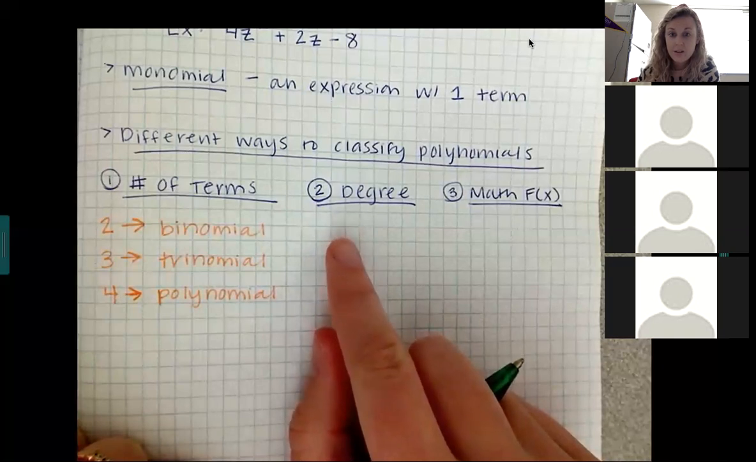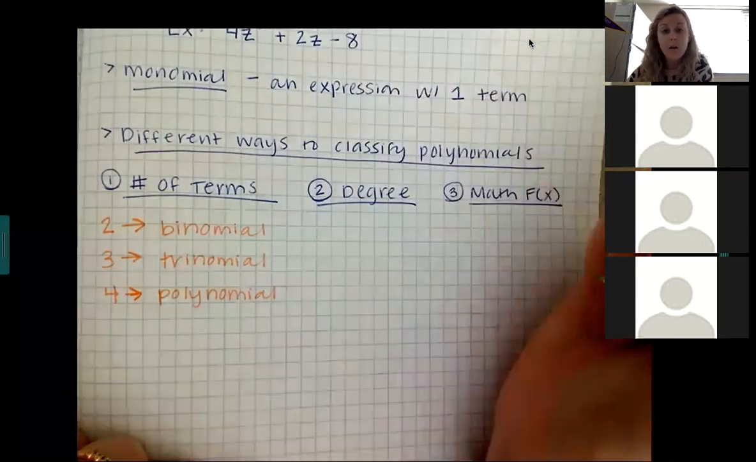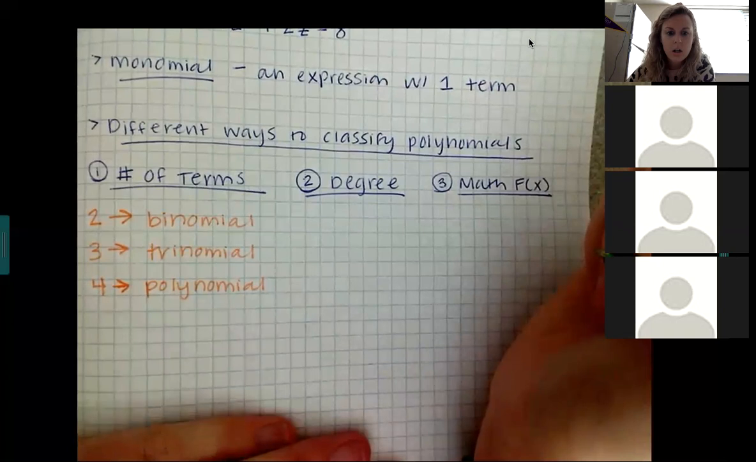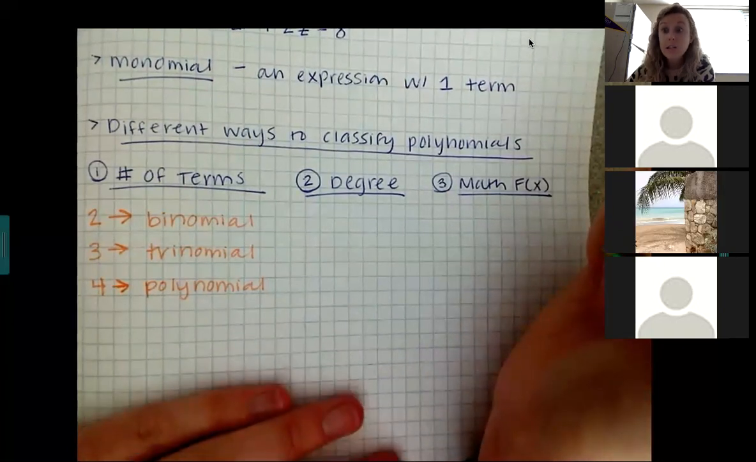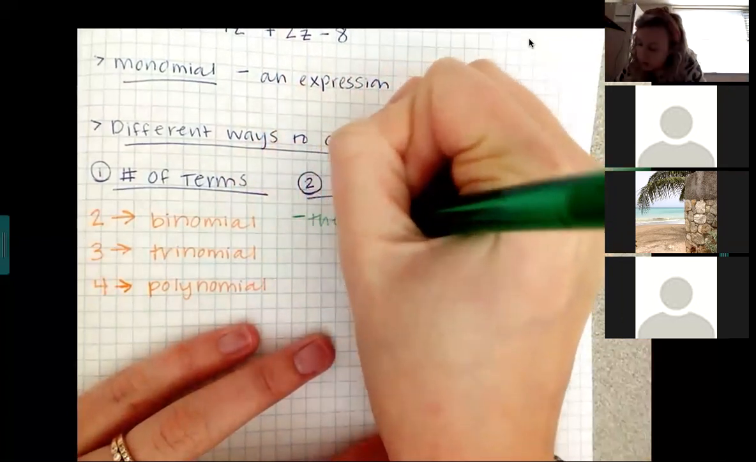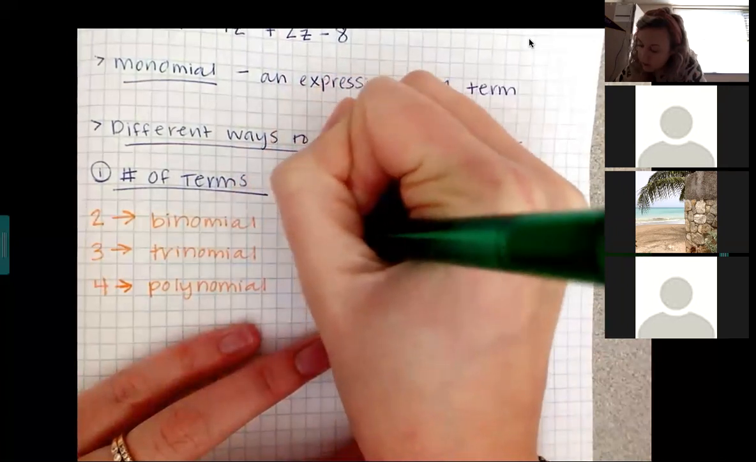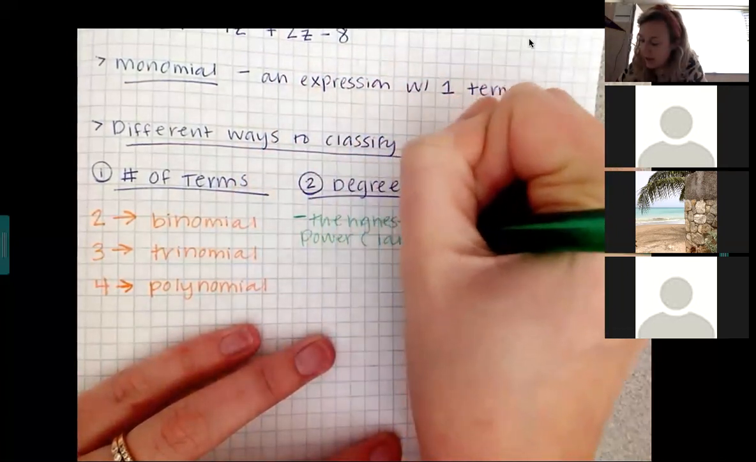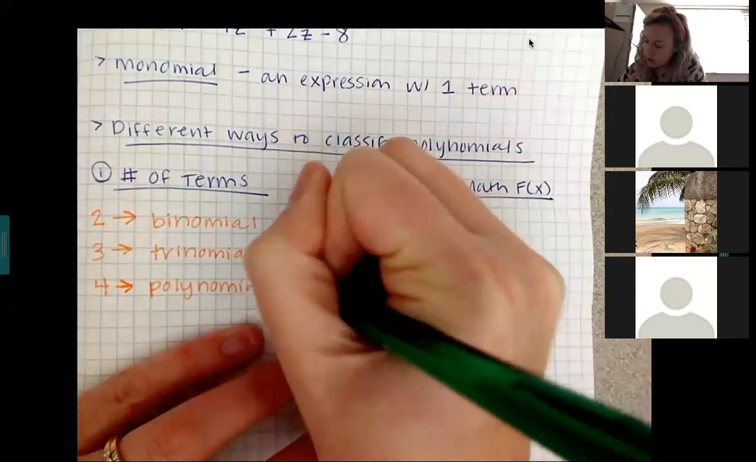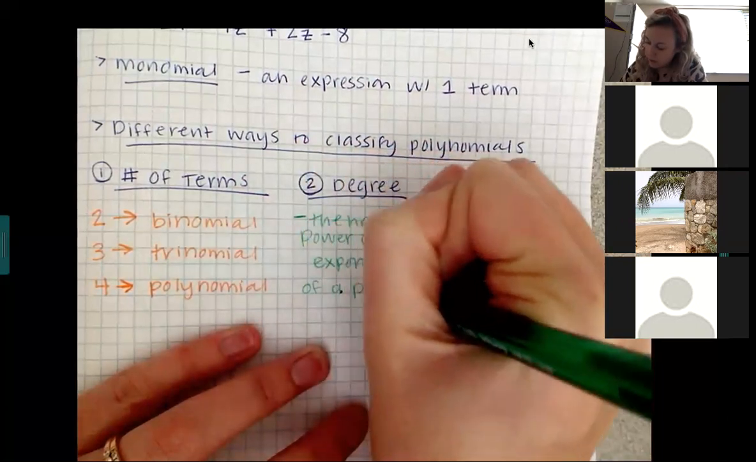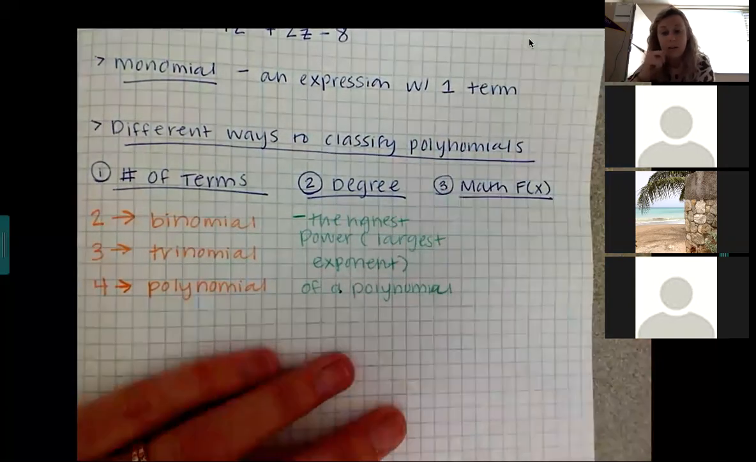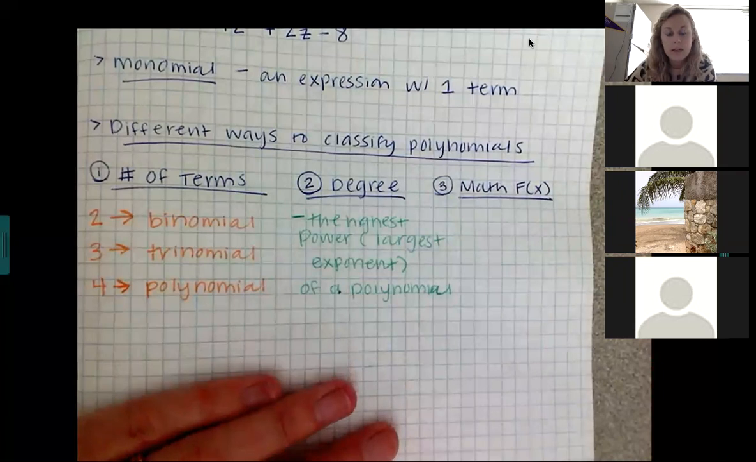The highest power of the variable. Okay, good. The highest power. What's power a synonym for? We talked about this the other day. Variable. Good. Exponent. Good. So the degree is just the highest power, which means the same thing as the largest exponent of a polynomial. So when you're classifying a polynomial, you can also tell me its degree. We'll do examples in a minute.